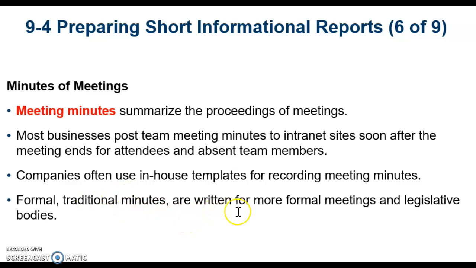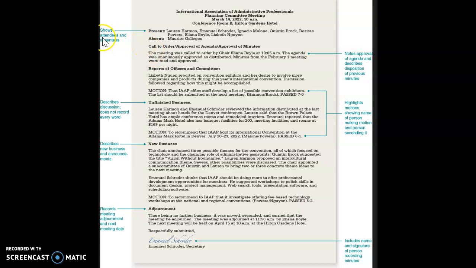Formal traditional minutes are written for more formal meetings and legislative bodies. We're going to look at a model document of the minutes of meetings. You can see up here it shows the attendees and those that were absent. And then here, this is your call to order. It notes approval of the agenda, and it describes the disposition of previous minutes. It highlights motions showing the name of the person making the motion.